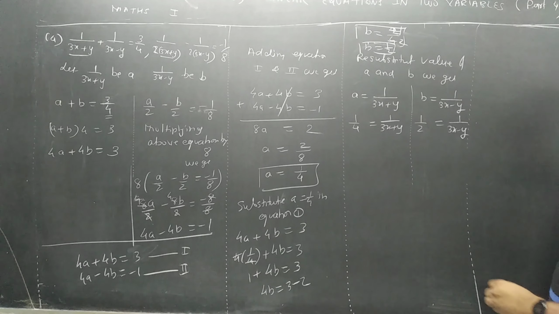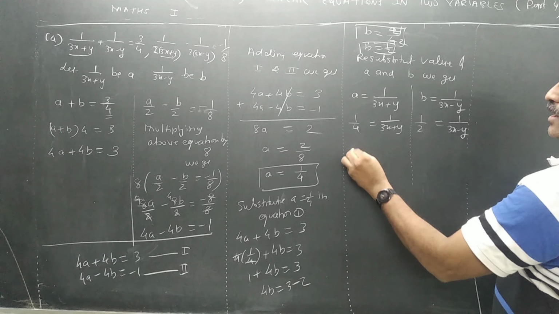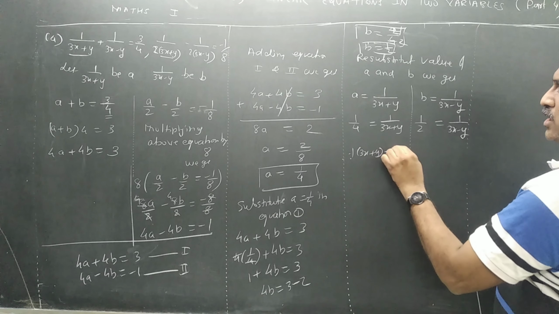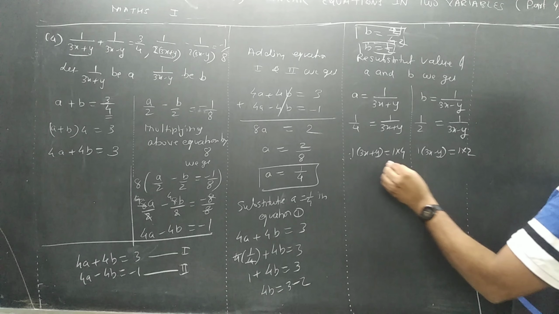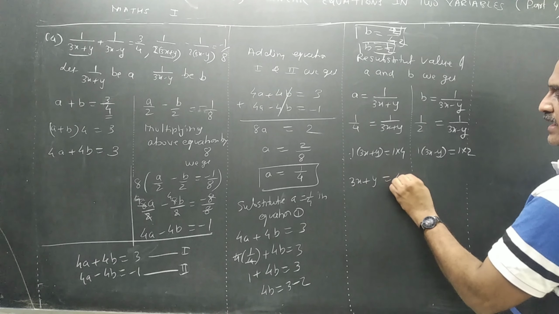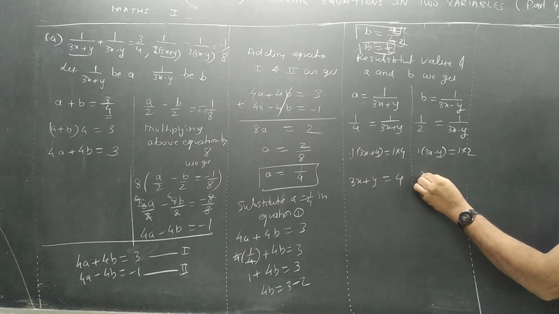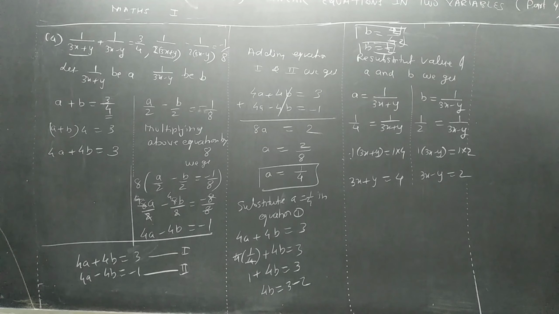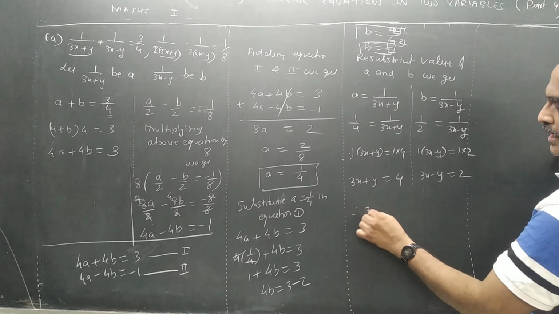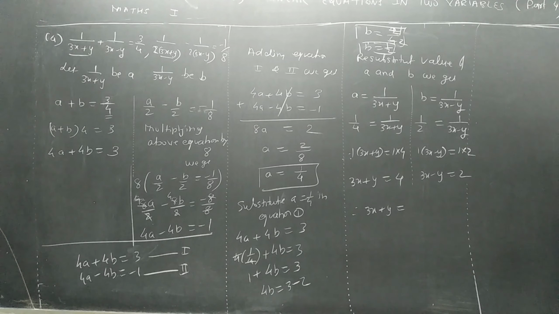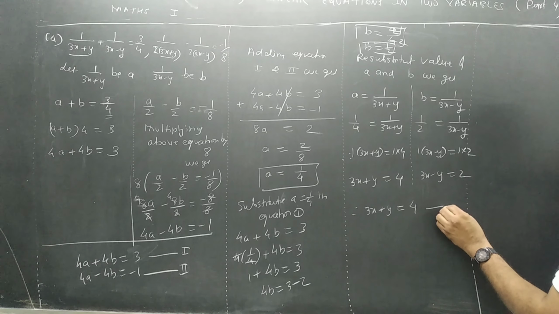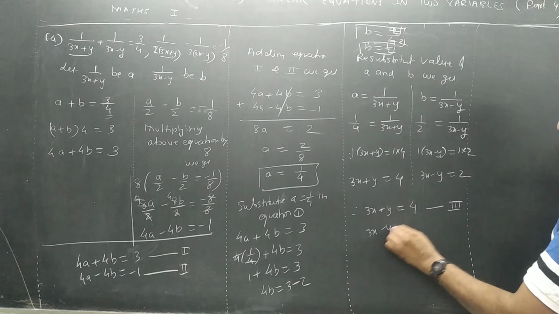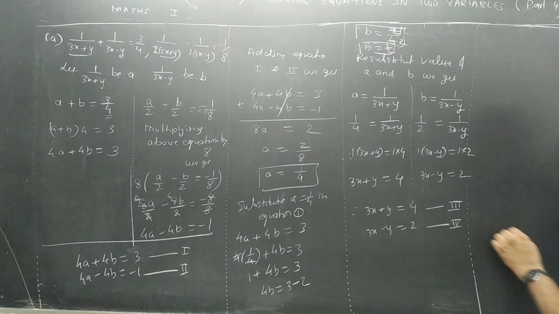Is it right? Again, if I cross multiply it, 1 in bracket 3x plus y is equal to 1 into 4, and 1 in bracket 3x minus y is equal to 1 into 2. So what did I get now? 3x plus y is equal to 4 and 3x minus y is equal to 2. So at last, 3x plus y is equal to 4, which I will take as equation 3, and 3x minus y is equal to 2 is equation 4.